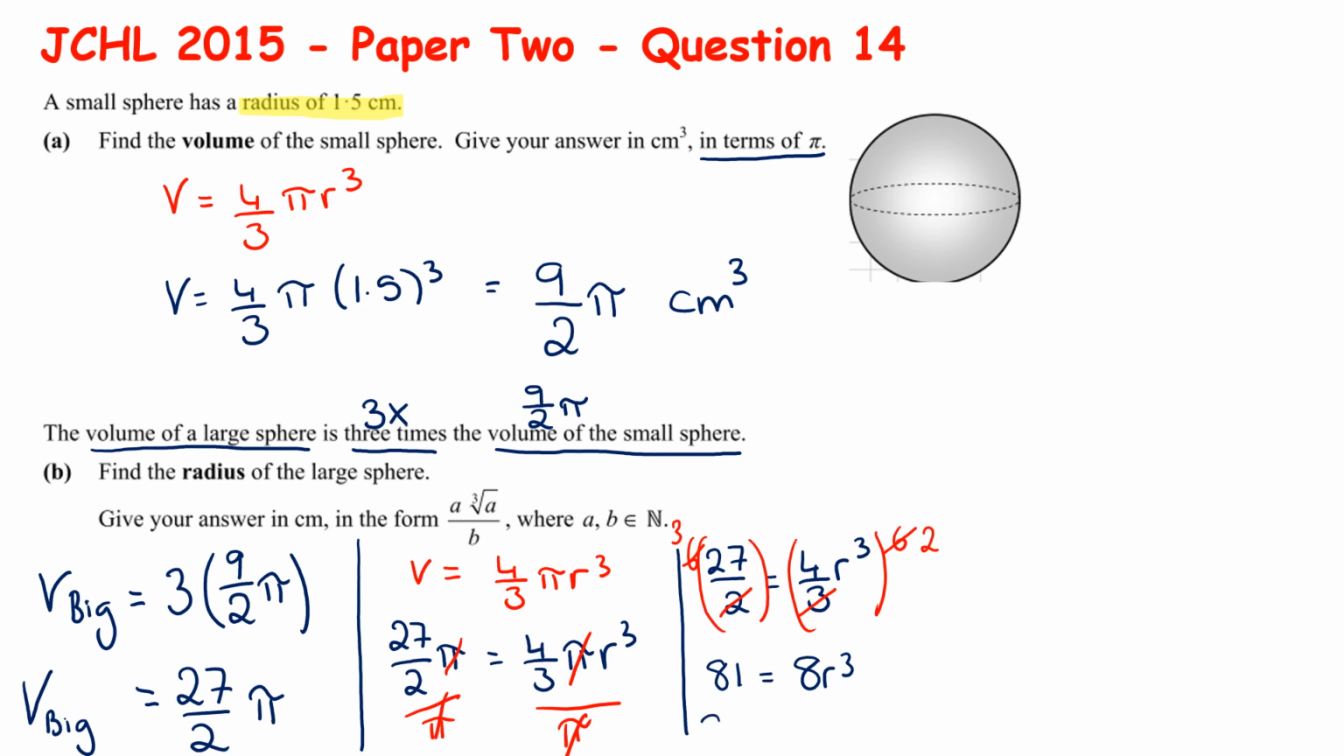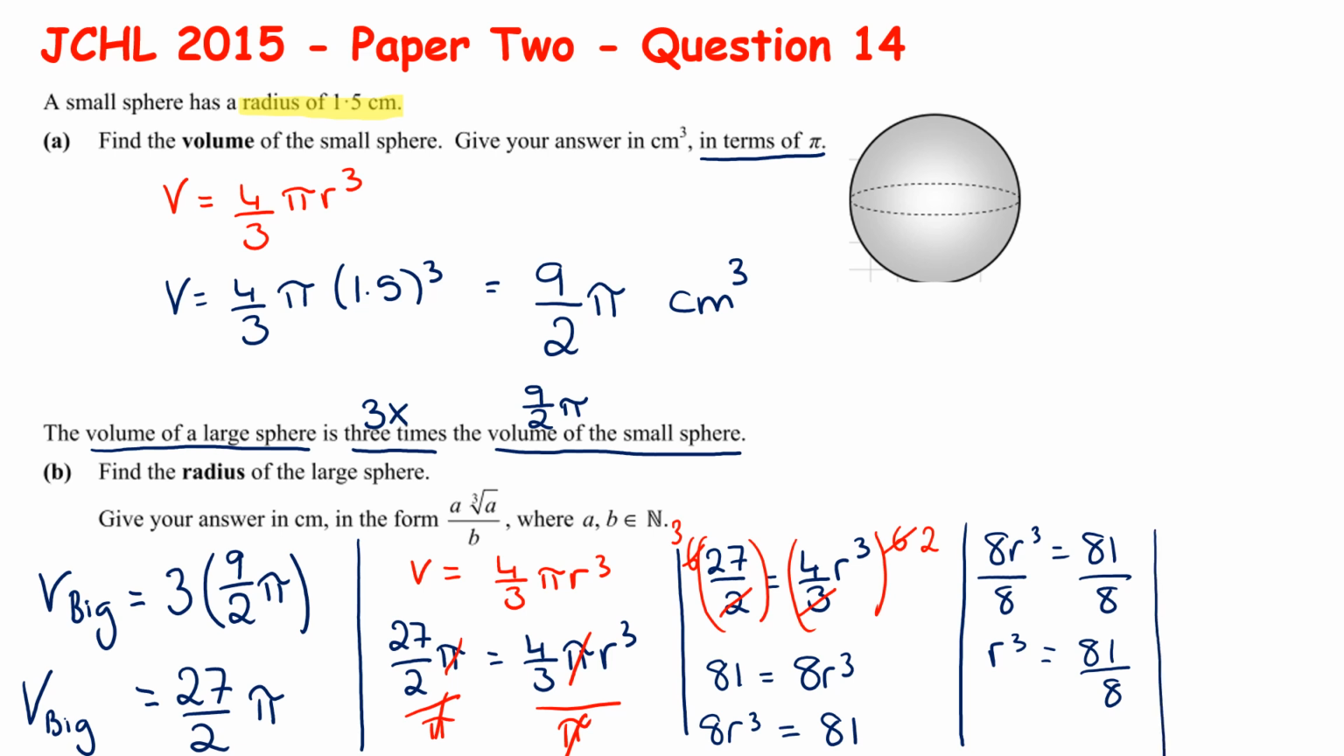Now, I'm not mad about having my letters on the right. I prefer them on the left, so I'm going to flip them around. When I have 8 r cubed equals 81, my next step is to divide by that coefficient. r cubed is equal to 81 over 8. It doesn't simplify. And then we're going to apply our cube root. So r is equal to the cube root of 81 over 8.